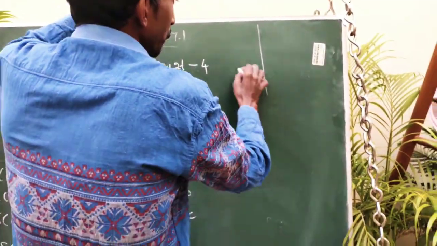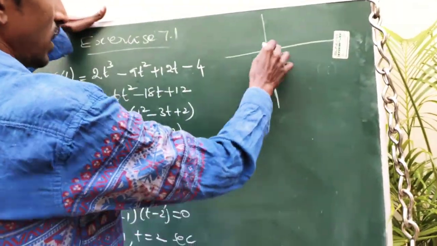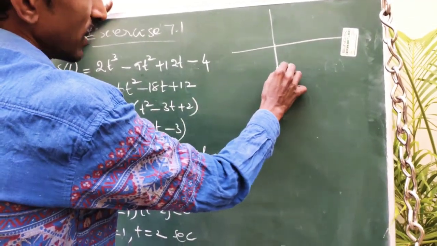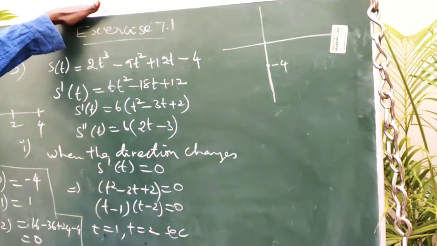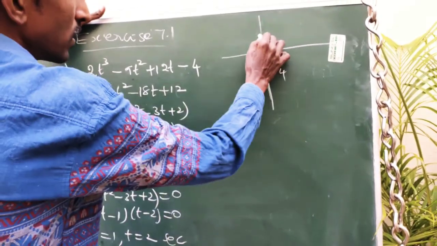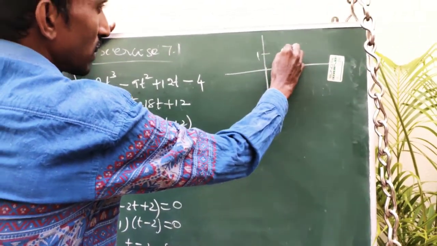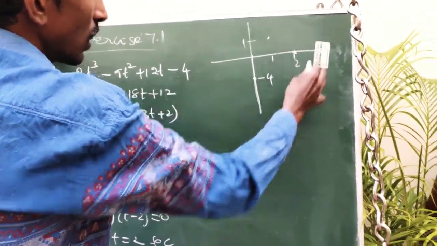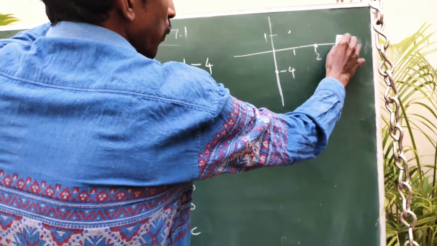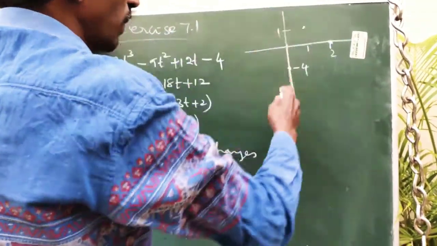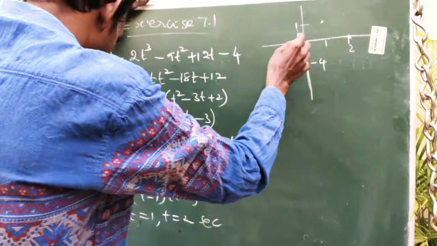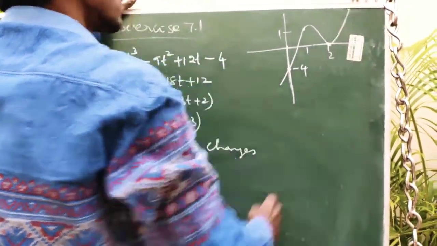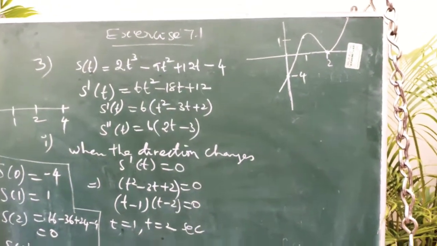So listen here. When t equal to 0, it is minus 4. It is the starting time. And t equal to 1, s of t is 1. And t equal to 2, it is 0. And t equal to 4, maybe here, it is 28, maybe above. So the graph is like this. So it is the graph. So look here.